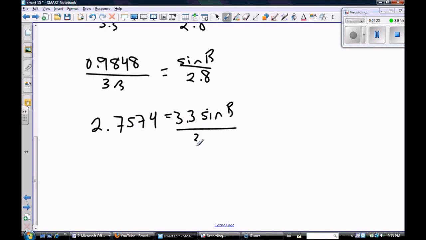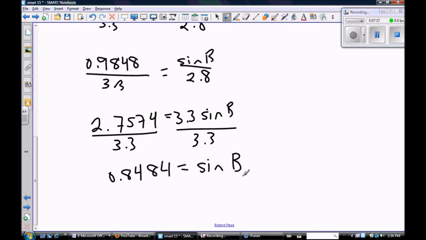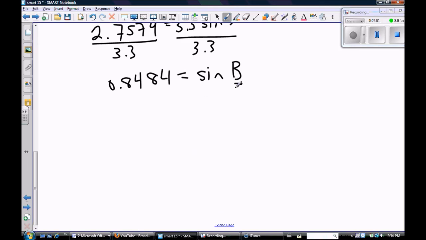So divide everything by 3.3 because I'm trying to isolate the sine B portion. That gives me 0.8484. So that's sine B. So how do I get B? Well, this is where it's going to sound weird. You bring sine to the other side. That's not proper vocabulary at all, but it's kind of what your brain should be thinking about. I need to isolate B, and right now I have sine B. And the way to get rid of sine B is by doing this.